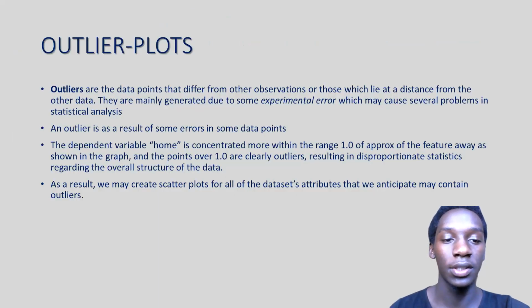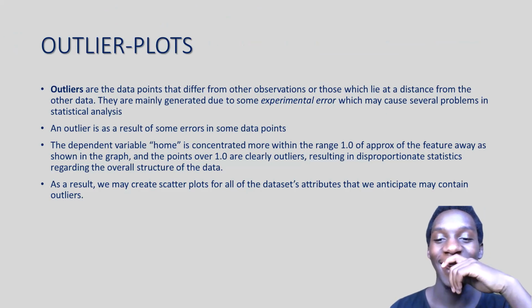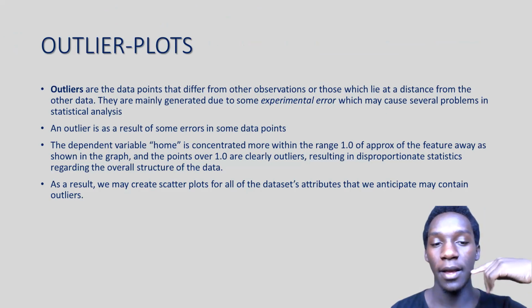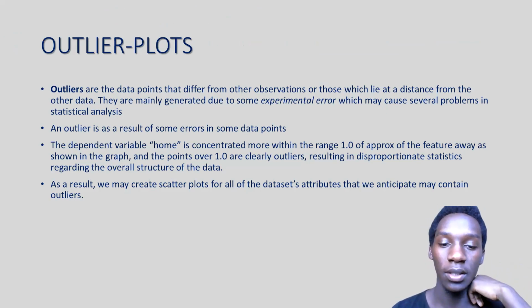Then the outlier plots. Outliers are data points that differ from other observations or lie at a distance from other data. They are mainly generated due to some experimental error, which may cause several problems in the statistical analysis. An outlier is a result of some errors in some data points.